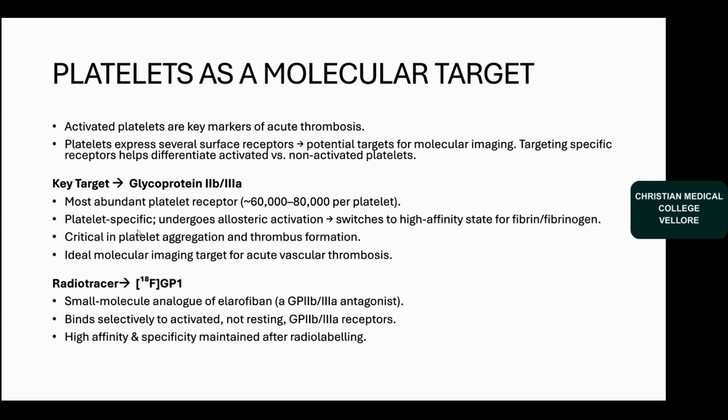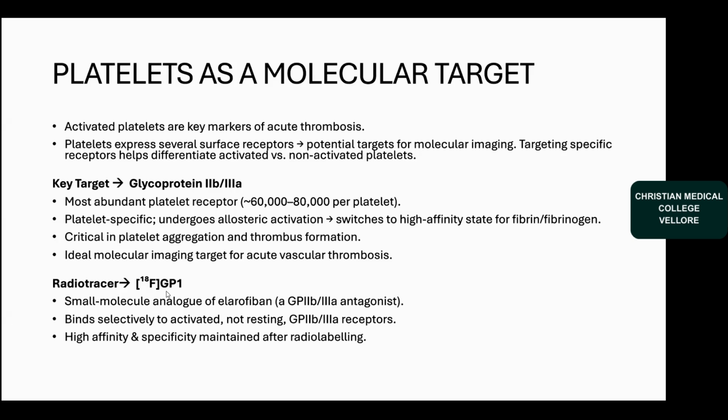When the platelet is activated, it undergoes allosteric activation. That is, it switches to a high affinity state for binding with fibrin or fibrinogen. At that time, this target will be activated, and this is critical for platelet aggregation and thrombus formation. If we target this, we can measure acute vascular thrombus.